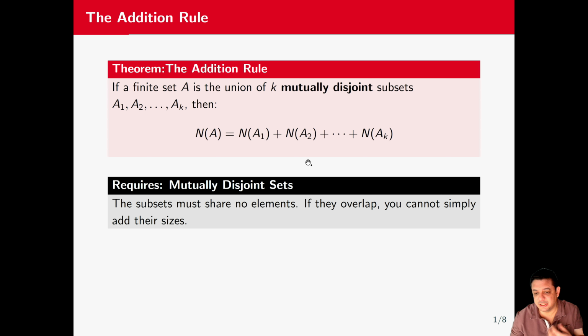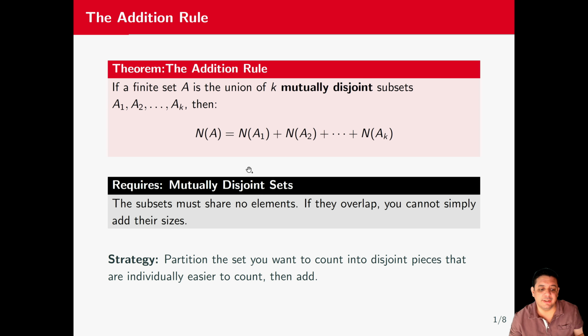If they overlap, you cannot simply add up their sizes. You need to at least subtract the intersection. So that's why it's key that these are mutually disjoint sets. They have no intersection between two sets. Now, the strategy here is that you partition the set you want to count into disjoint pieces that are individually easier to count, and then you add.